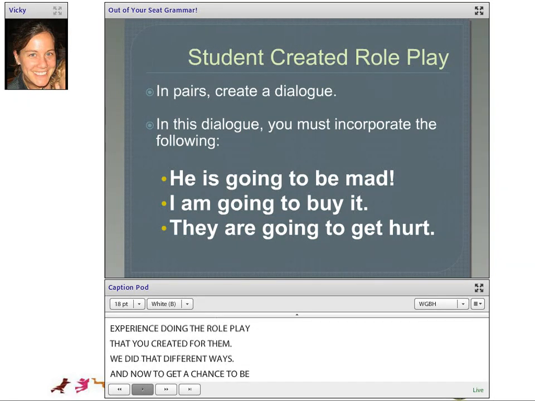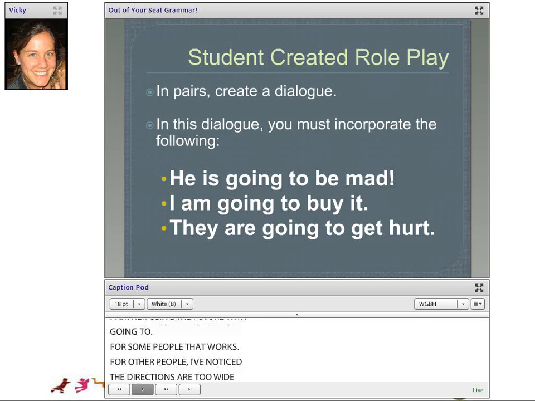Now, in the past, I've had students do this activity pretty open. Just say, okay, I want you to create a dialogue with your partner using the future with going to. For some people that works. For other people, I've noticed that those directions are a little bit too wide open, a little bit too vague, and they sit there not knowing how to get started with it.